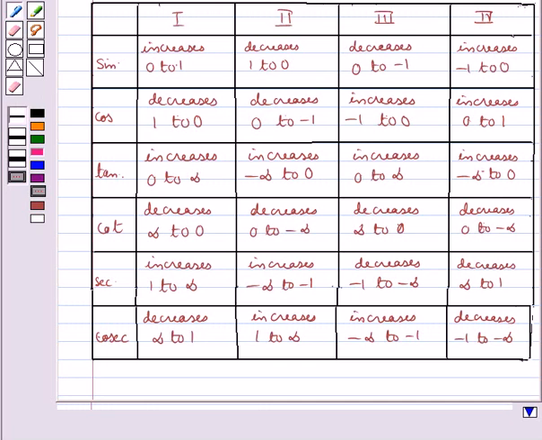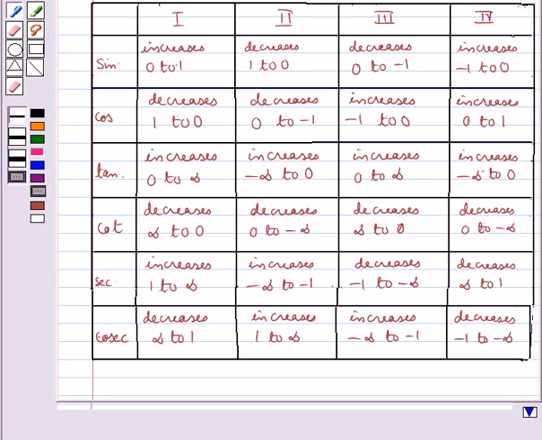In the third quadrant, when x increases from pi to 3 pi by 2, we have sin x decreases from 0 to minus 1, cos x increases from minus 1 to 0, tan x increases from 0 to infinity, cot x decreases from infinity to 0, sec x decreases from minus 1 to minus infinity, and cosec x increases from minus infinity to minus 1.